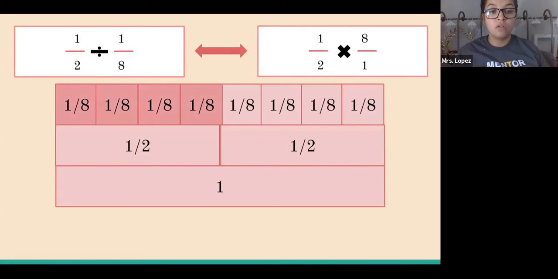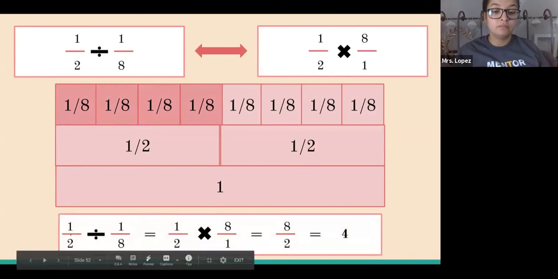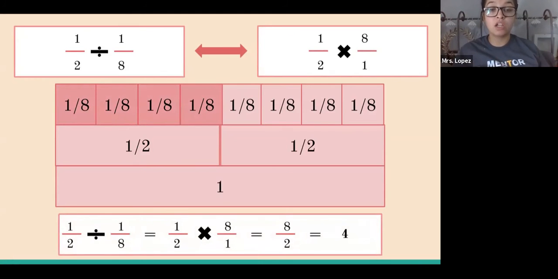So we have to fill in half. There's 1, 2, 3, 4. 4 1/8 equals 1/2. And this is the visual representation. So pause the video for however long you need to see this visually, and then come back and we will do our individual problems.